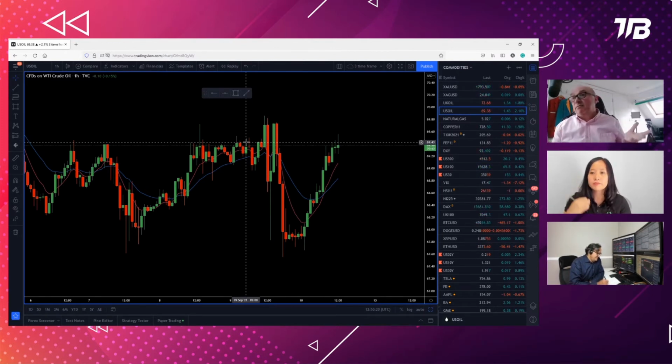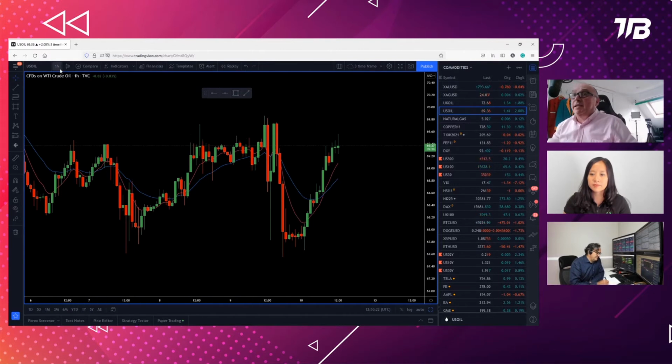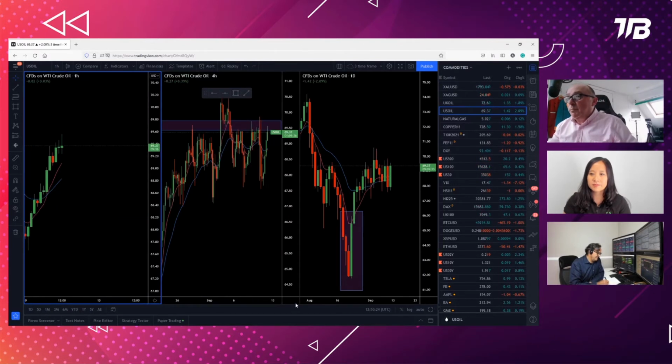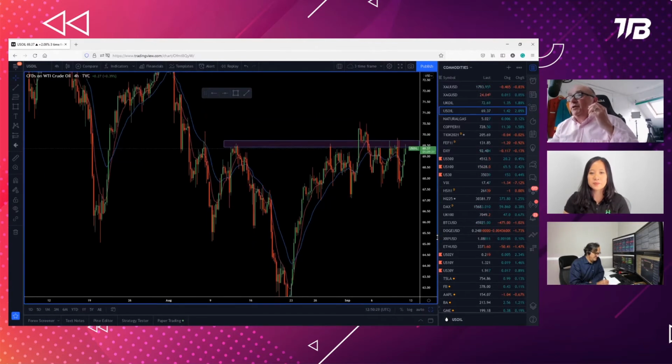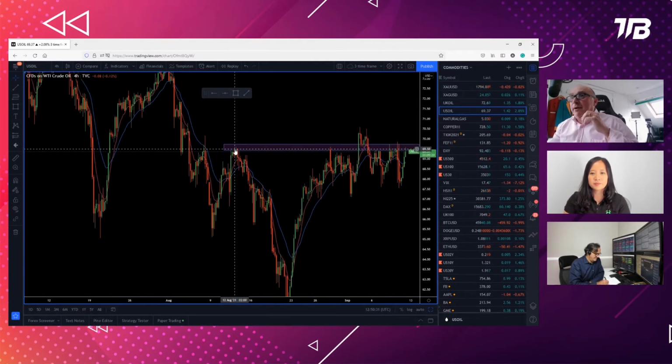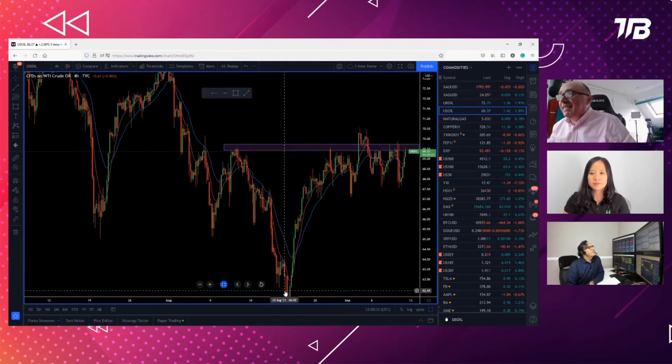Certainly at, I'd say, the first time of asking, it's been respecting it for a number of times now, but I expect it to be a significant level that will hold for now. Here you see it there on the 4-hour chart, bounced off it there with a big move last time, all the way back down to 62.